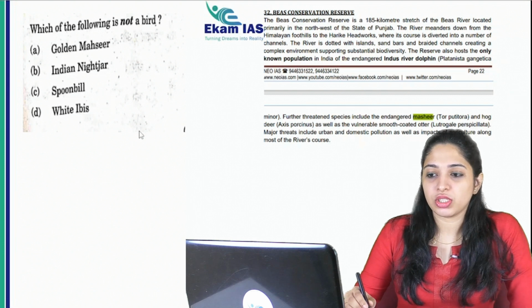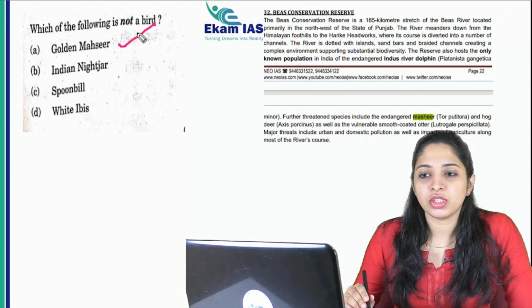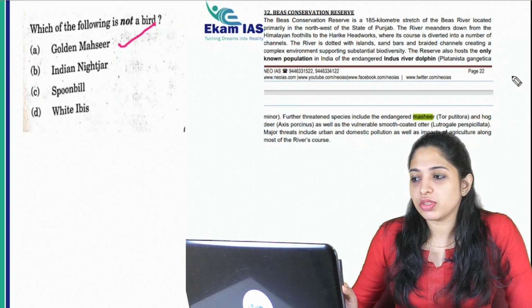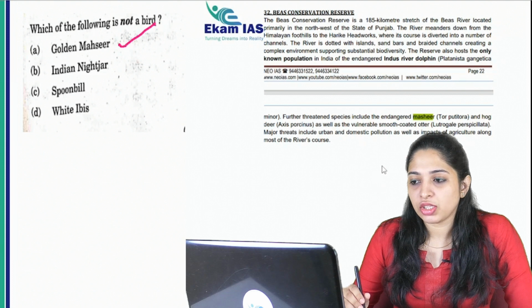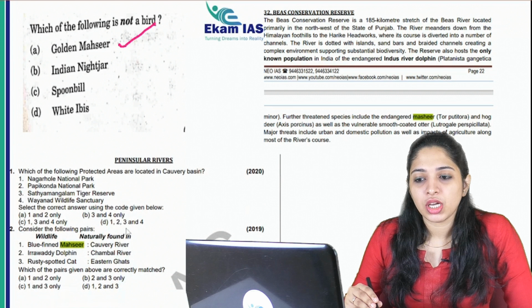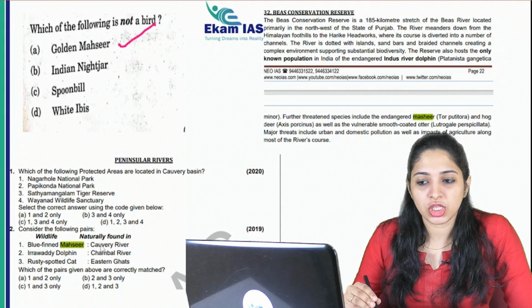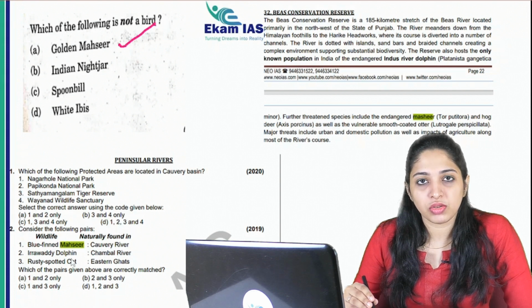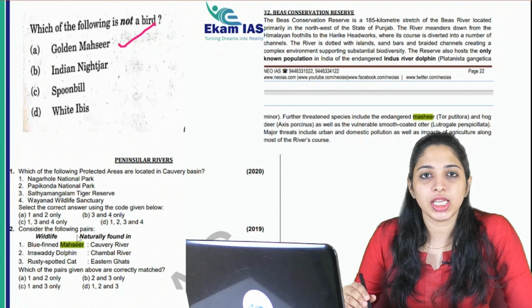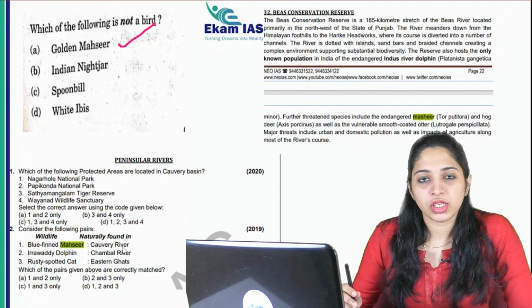It is a sport fish that is endangered. In the 2019 prelims, one question was asked about this fish species. The question was: consider the following pairs. In the option there is blue-finned mahseer, given as naturally found in the Kaveri river. So by analyzing the previous year's question, we can learn about this mahseer. It is a fish.